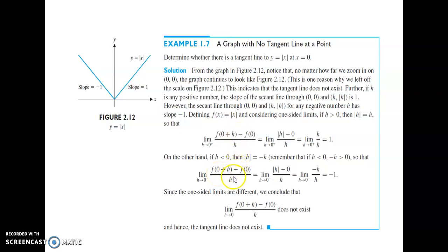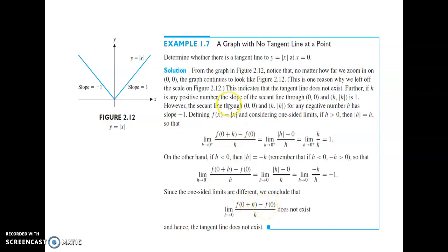limit. Same quantity I will take, and then this modulus h, because h is less than 0, that means this value will be negative. So h cancels, you get -1. Right hand limit 1, left hand limit -1, and they are different. Therefore, the limit does not exist. That means the tangent line does not exist.